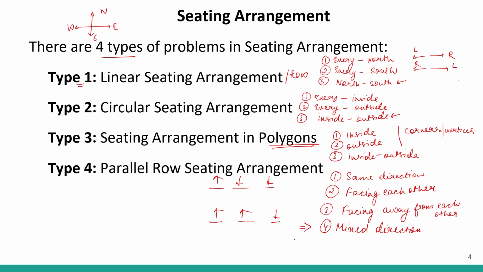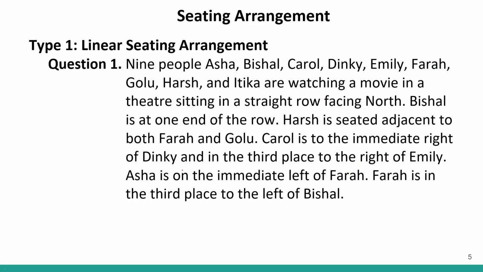The fourth one is a little tricky. Rest, everything is easier to solve. So these are all the types of questions you can get in seating arrangement. Let us start with type 1, linear seating arrangement. This question is given to us.